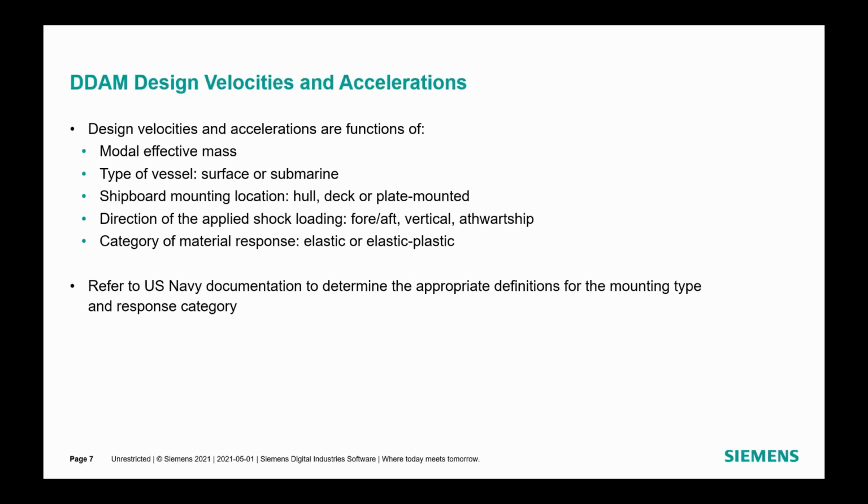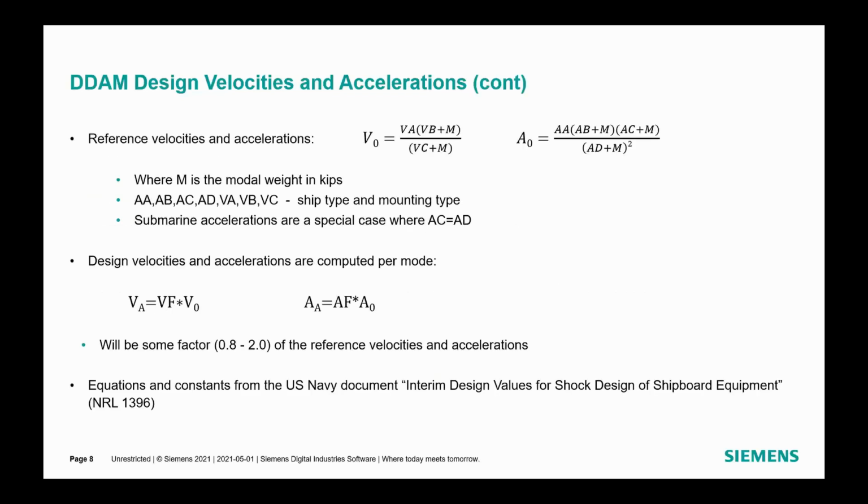Navy documentation is pretty specific about how to determine these locations, and some of these things tend to be a bit nuanced. I'm pretty sure most of the users here would have a better understanding of how to classify these things than I would. So basically, these are equations that are used for the design velocities and accelerations. And you can see they're basically linear equations, and the coefficients here that you see are all contained in the NRL coefficient file.